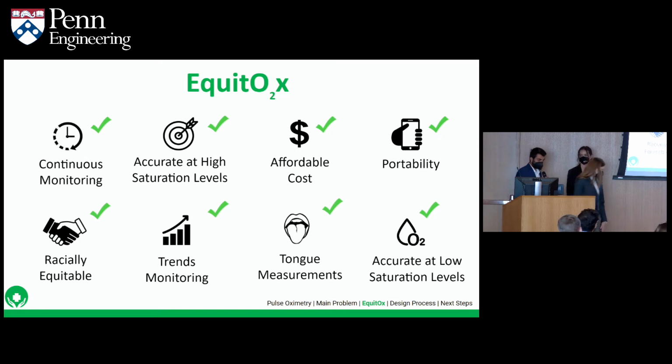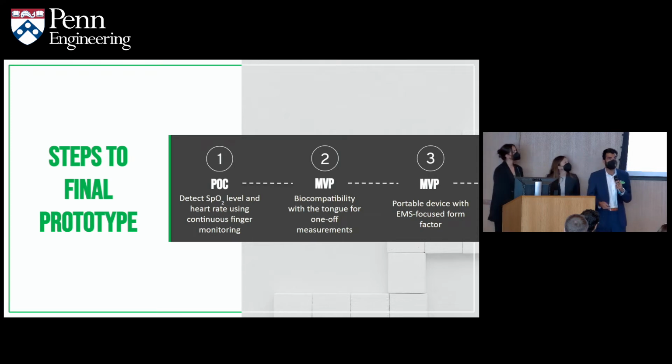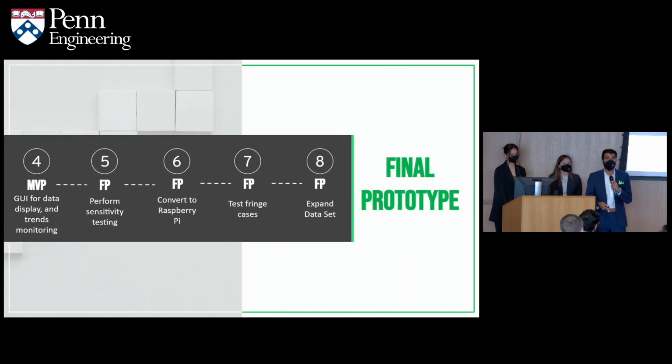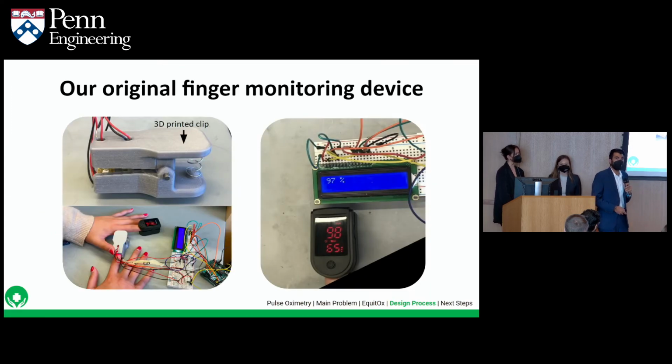Thank you, Juliette. So now I'll be walking you through the process we took to bring our vision for EquitOx to fruition. We initially laid out 8 main steps to achieve through our design process, the first of which was to develop a pulse oximeter akin to current market standard devices through our proof of concept. For that, we developed this device. Pretty rudimentary, pretty bulky, but on the right, we're able to see that the values we were able to acquire were in line with that of a standard fingertip pulse oximeter.